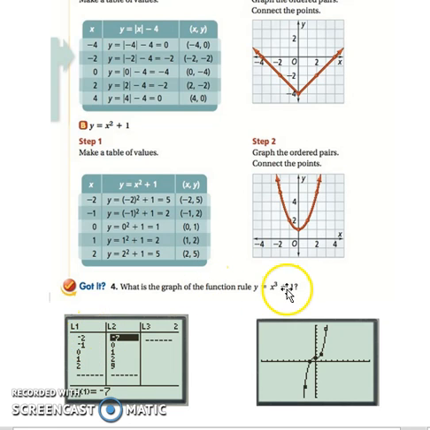When I do -2 cubed plus 1, that's -8 plus 1, which is -7. -1 cubed is -1, plus 1 is 0. Put 0 in there, you get 1. Put 1 in there, you get 2, and so on. So graph your points. (-2, -7) is here. (-1, 0), (0, 1), (1, 2), and (2, 9). And there's your cubic graph when you connect them all.